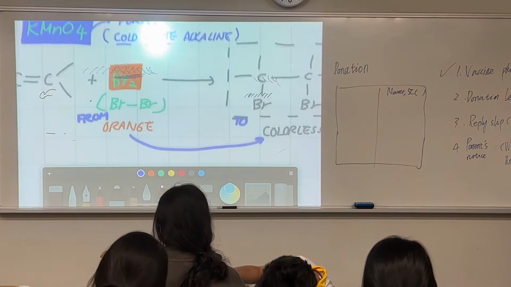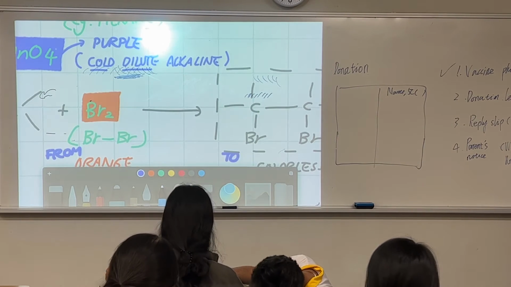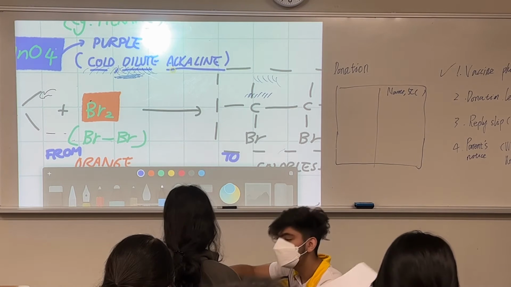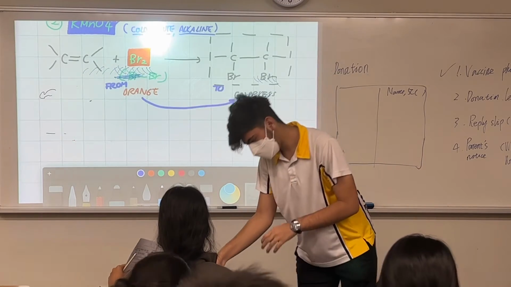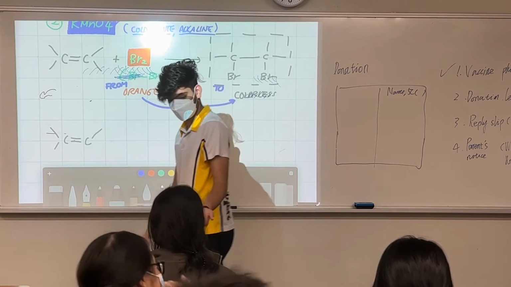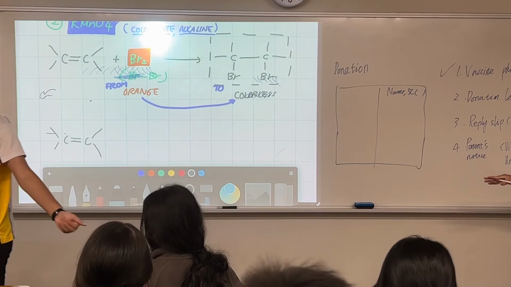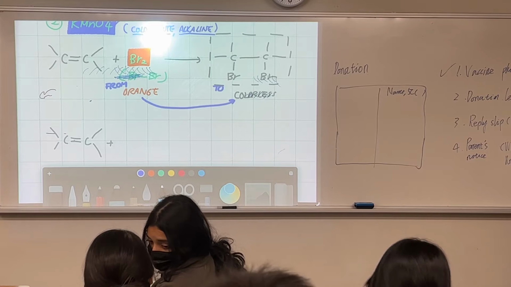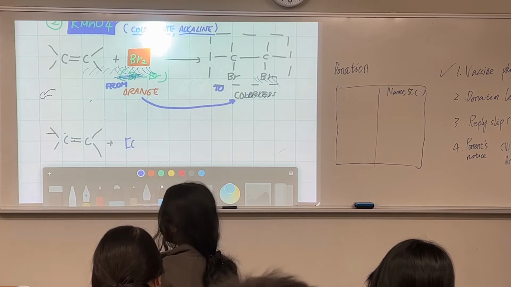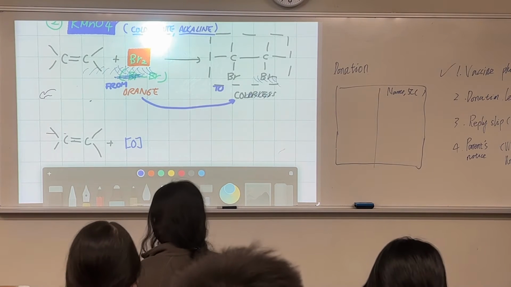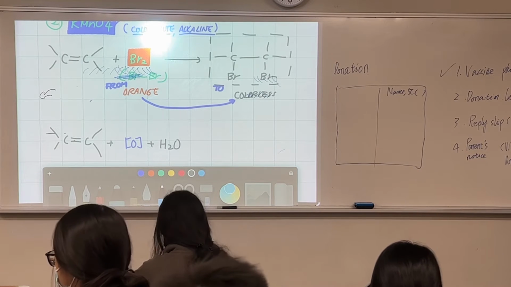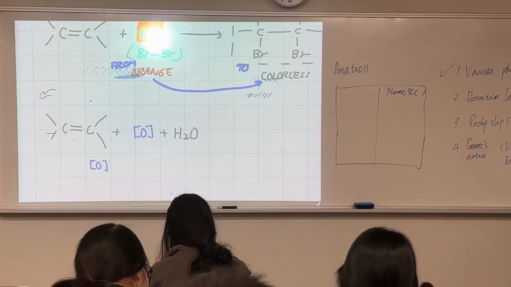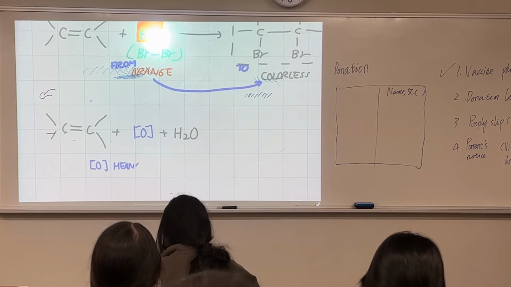When we react cold, dilute, and alkaline KMnO4 with CC double bonds, you need to remember these conditions. It will form what we call a diol. So if you remember, when you react CC double bonds with oxidizing agent, what does this square bracket O mean? Put that down.